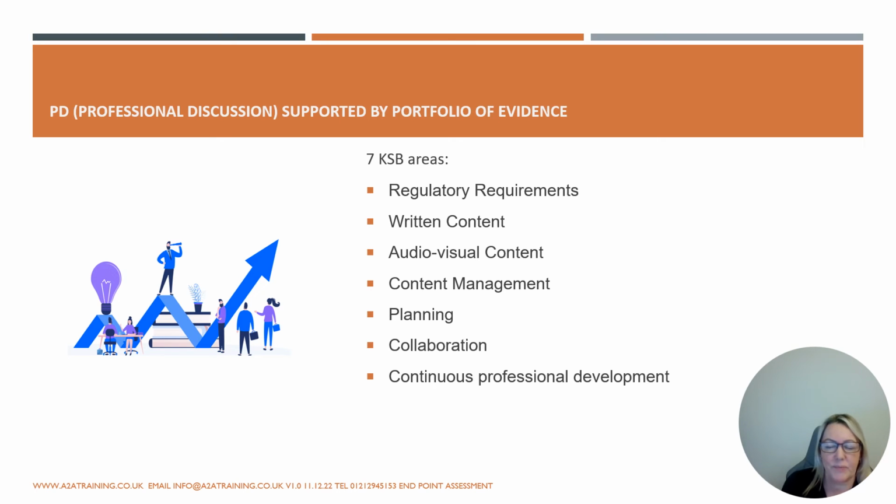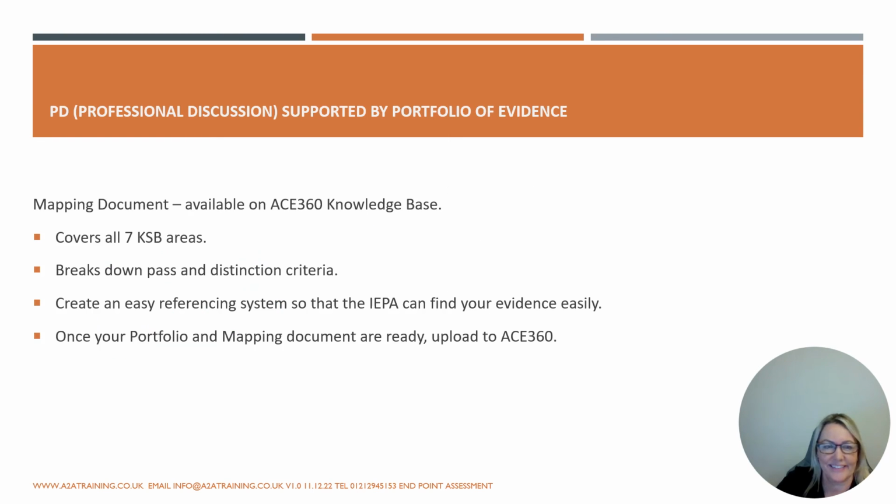The 7 KSB areas that need to be covered: regulatory requirements, written content, audio, visual content, content management, planning, collaboration and CPD. So the mapping document needs to cover all 7 KSB areas, and it breaks down the pass and distinction criteria.